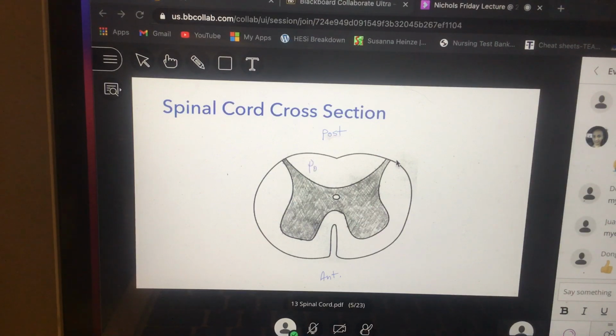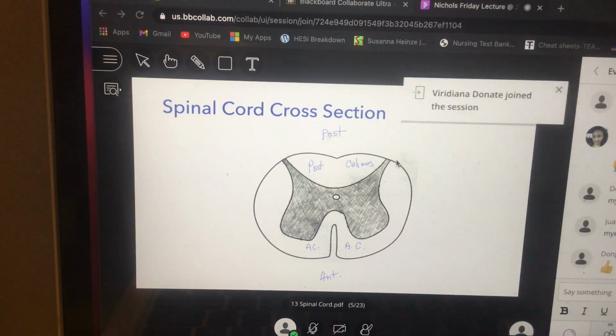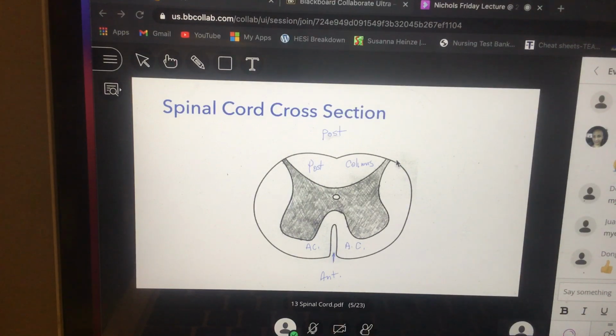So these are the posterior columns, and the anterior columns. I'll just put AC, anterior columns, on either side of this anterior median fissure. That's what that thing is right there, that little split. That little crack is the anterior median fissure. These over here would be the lateral columns, lateral columns there on either side.